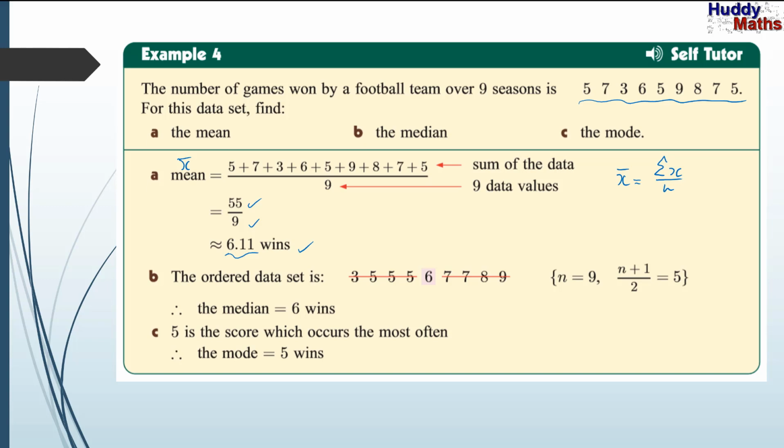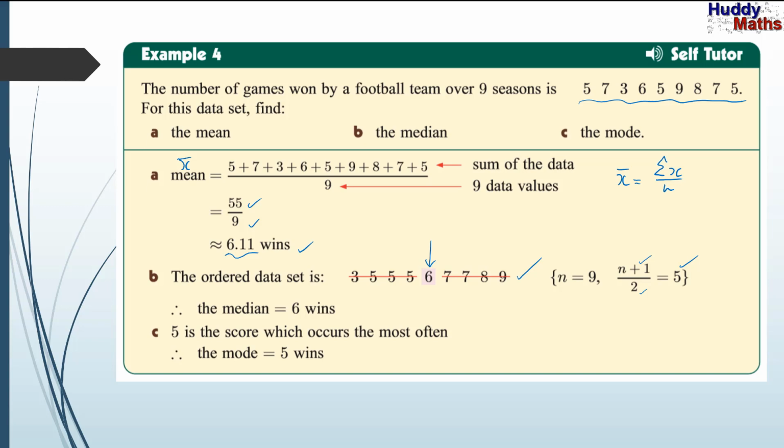Okay, now we want to find the median, so you must put the data in order. Okay, so 9 scores, so 9 plus 1 is 10 divided by 2, so it's a fifth score. It stands out by itself. That's the glory of an odd number of data points.